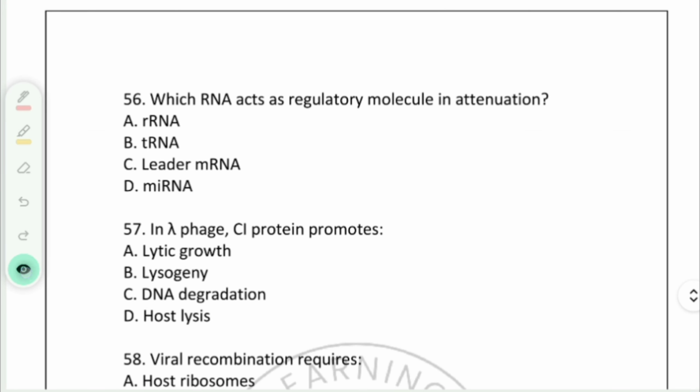Question number 56. Which RNA act as regulatory molecule in attenuation? Options are A, rRNA, B, tRNA, C, leader mRNA, D, miRNA. So the correct answer for this question is option C, leader mRNA.